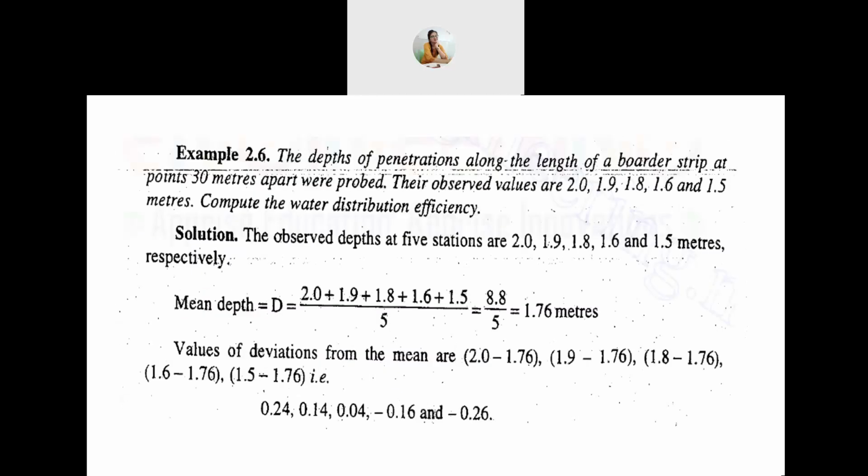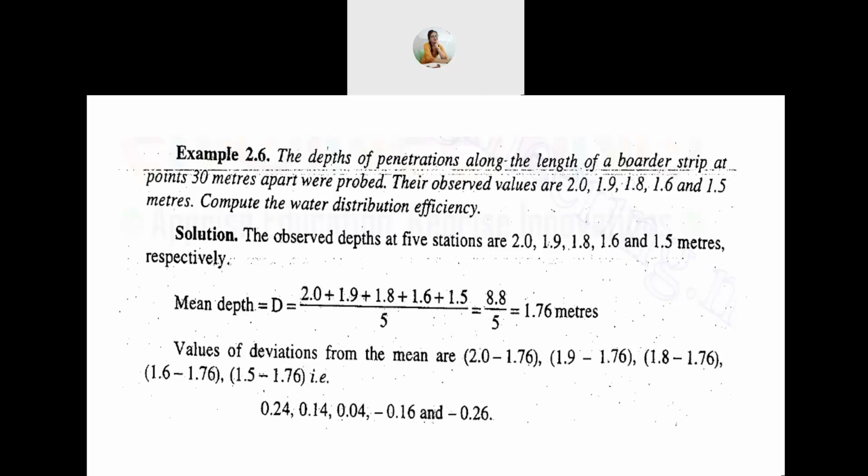The next numerical is: the depths of penetration along the length of a border strip at points 30 meters apart were probed. Probed means placed. The observed values were 2.0, 1.9, 1.8, 1.6 and 1.5 meters. Compute the water distribution efficiency. We have to find out the water distribution efficiency. So the solution: the observed depths at 5 stations, which are already given, are 2.0, 1.9, 1.8, 1.6 and 1.5 meters respectively. We have to find the mean depth now.